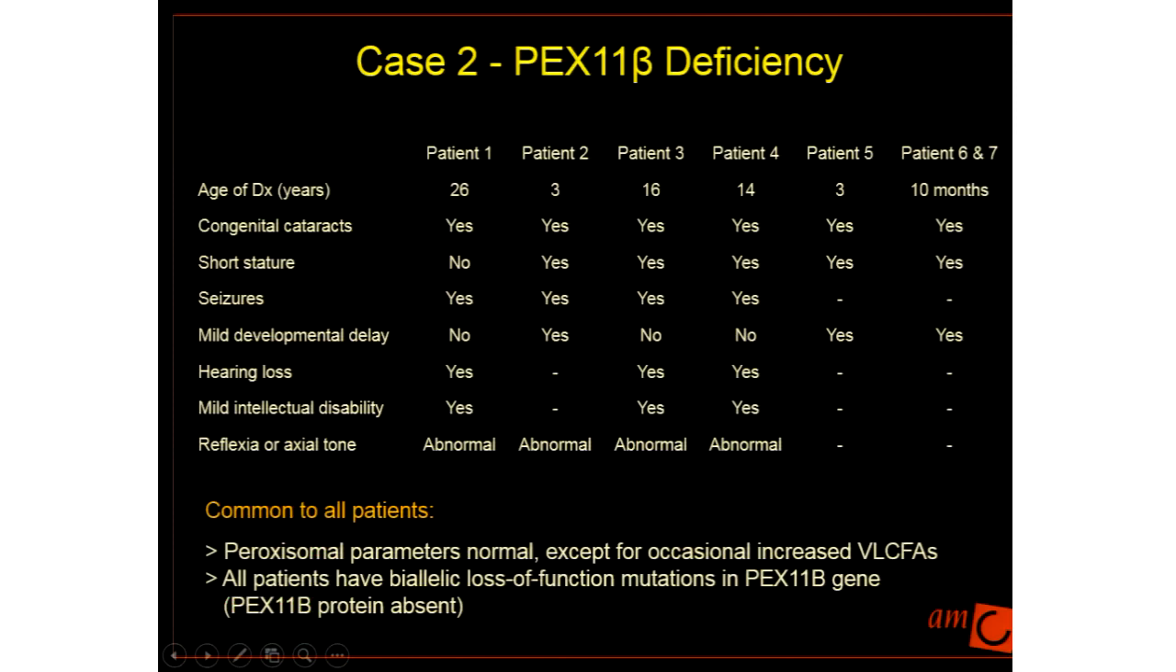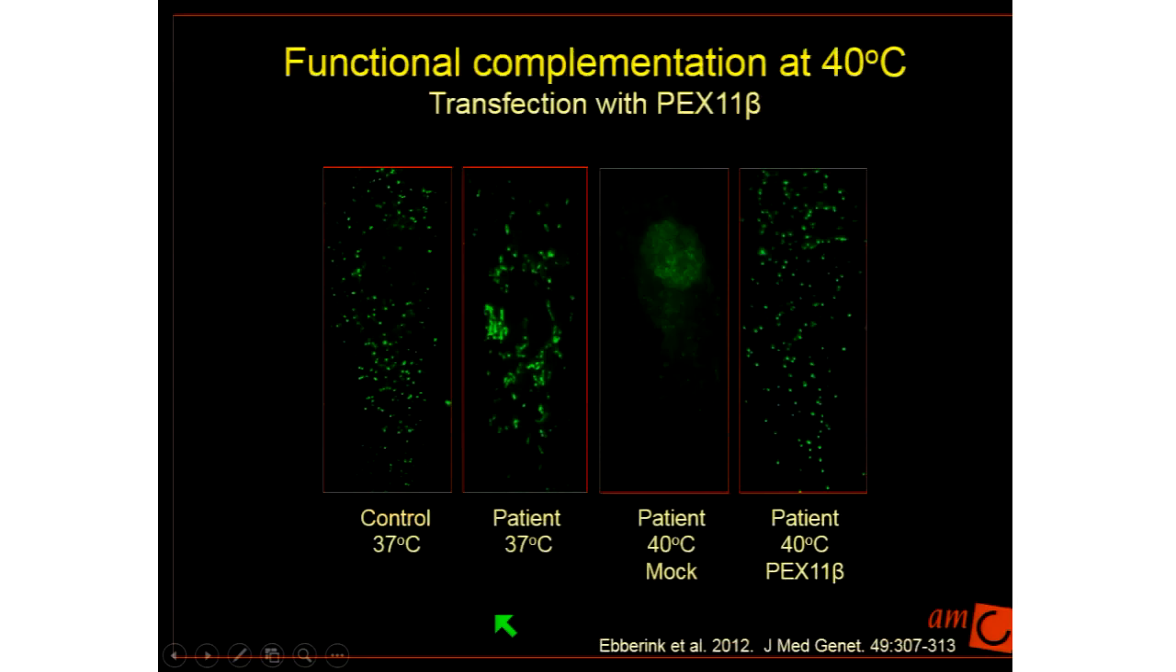Only on a very few occasions there was some elevated or increased very long chain fatty acids in the plasma of patients. And what's also striking is that all the patients had biallelic loss of function mutations in the PEX11 beta gene. So the PEX11 beta protein is not synthesized. We have not found patients yet with hypomorphic mutations.